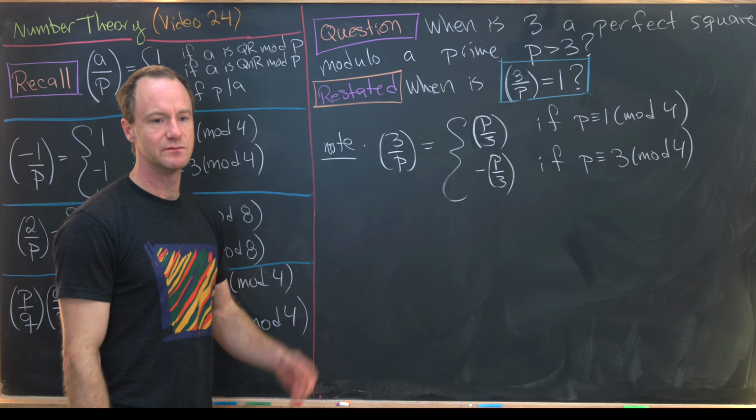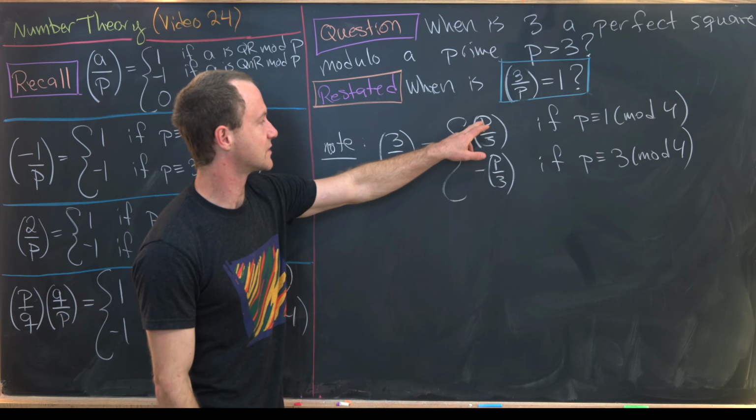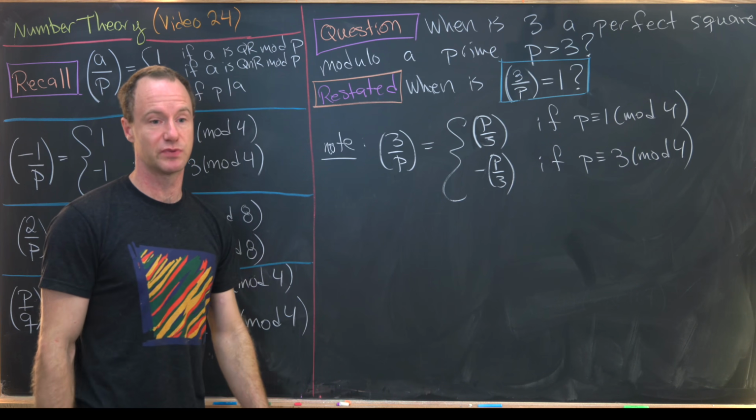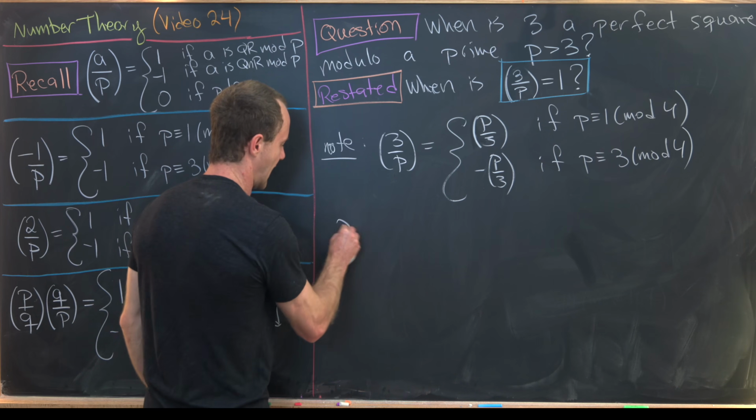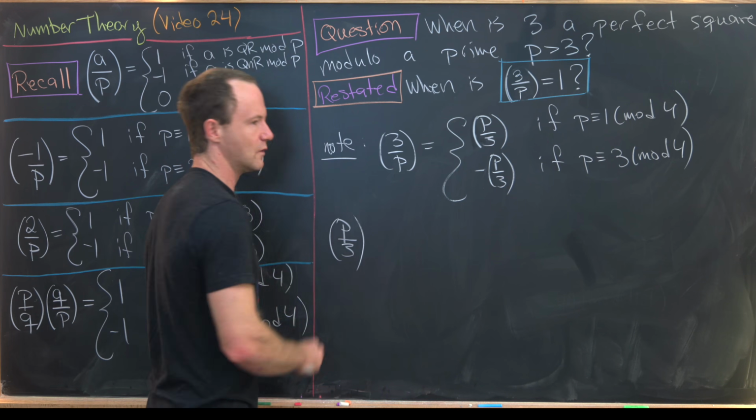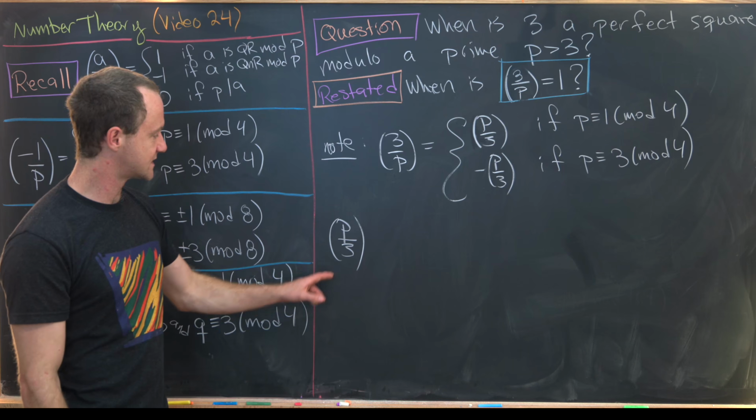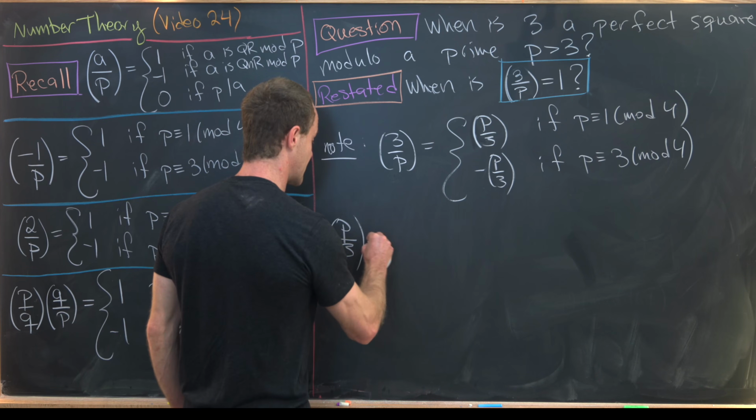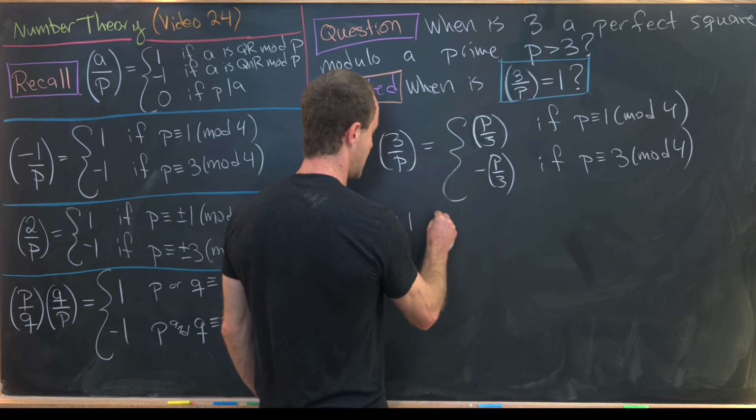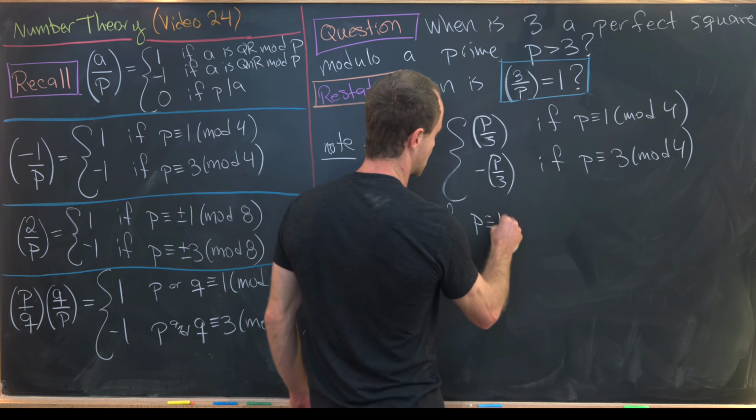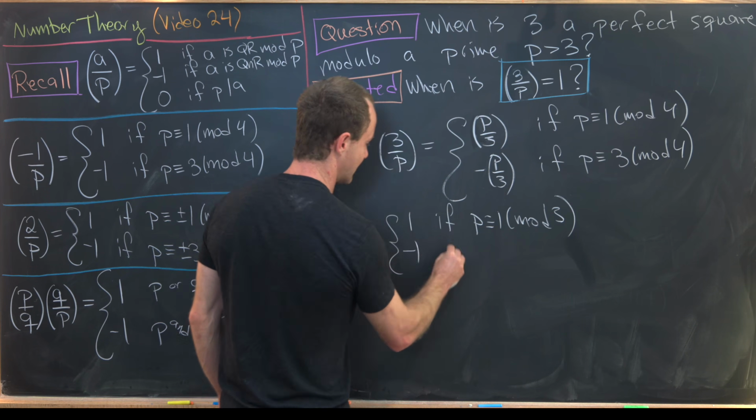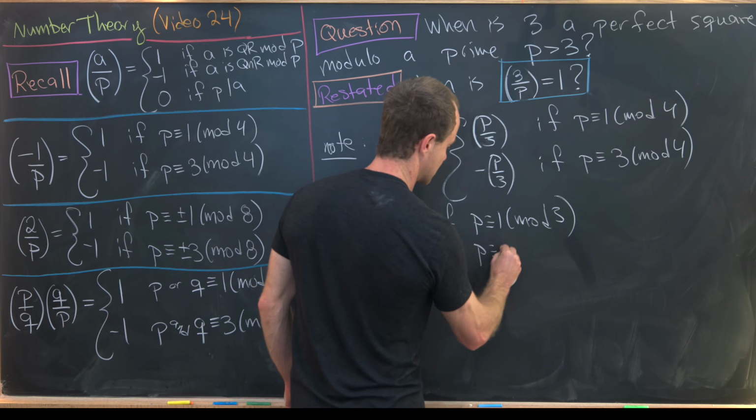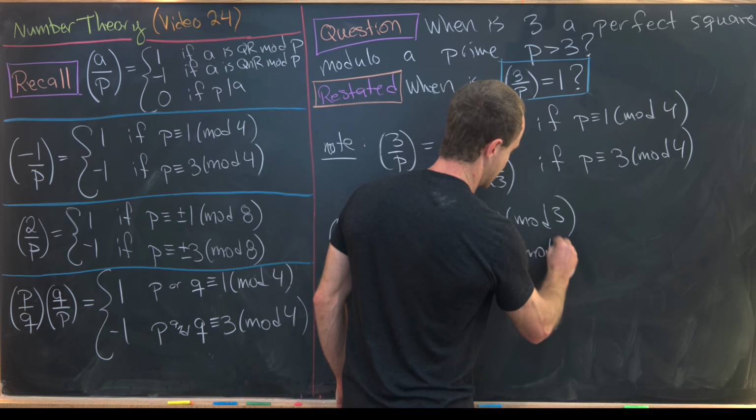Okay, so now let's move on to answering whether or not p by 3 is plus or minus 1. And that's actually a little bit easier than you might think. I'll write it out, and then we'll discuss why this is the case. So p by 3 is equal to 1 if p is congruent to 1 mod 3, and it's equal to negative 1 if p is congruent to 2 mod 3.